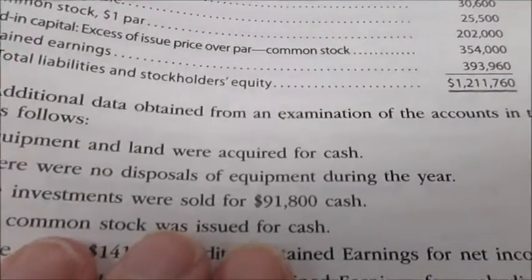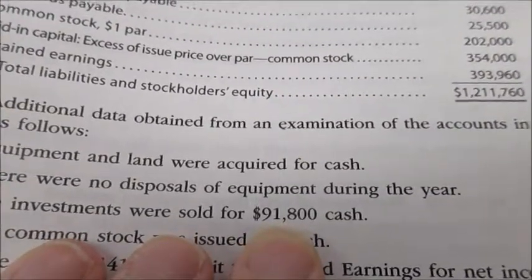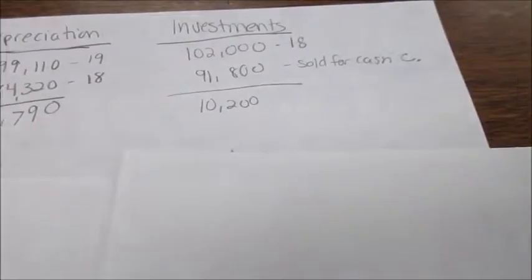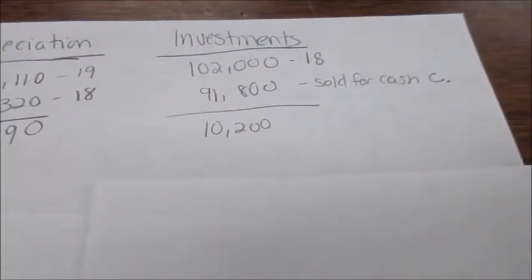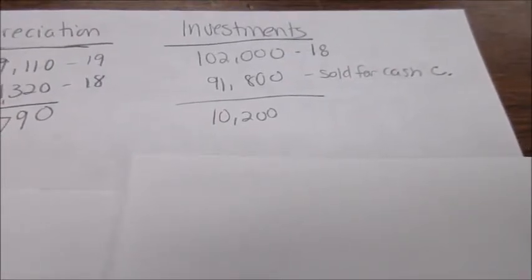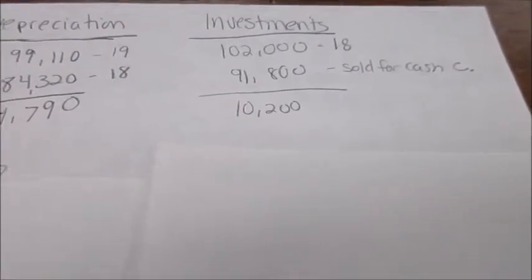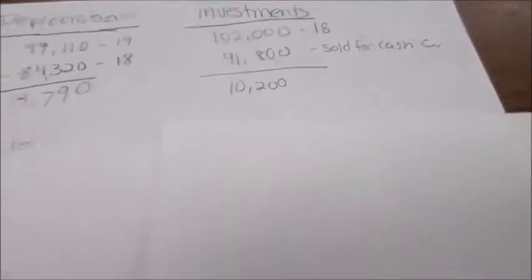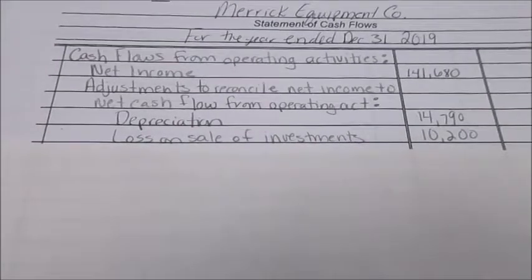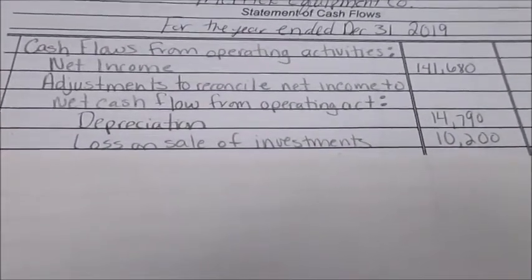If we look at the bottom, they were sold for $91,800 cash, but they were worth $102,000. So we need to calculate that. We're going to go to our scrap paper, and under investments, we're going to take the $102,000 from 2018 and subtract the $91,800, and we get $10,200. This was a loss on investment, so that's how we're going to list it on our sheet. Loss on the sale of investments, $10,200.